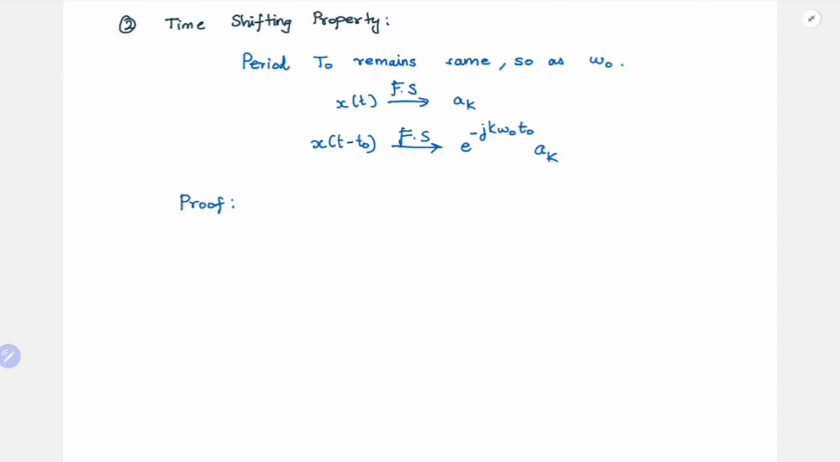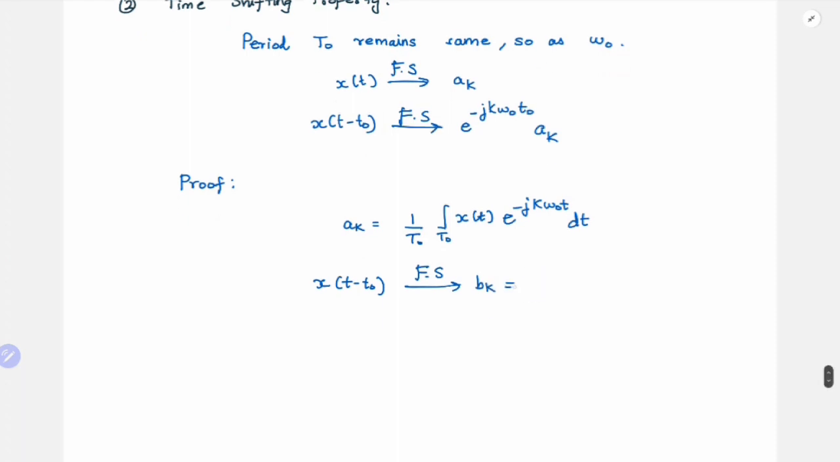So we know ak, right? ak is nothing but 1 by T0 integral over T0 of x of t e power minus jk omega naught t dt. Now let's say x of t minus t0 has Fourier series coefficients bk. So we need to find bk. bk will be nothing but 1 by T0 integral over T0 of x of t minus t0, right? e power minus jk omega naught t dt.